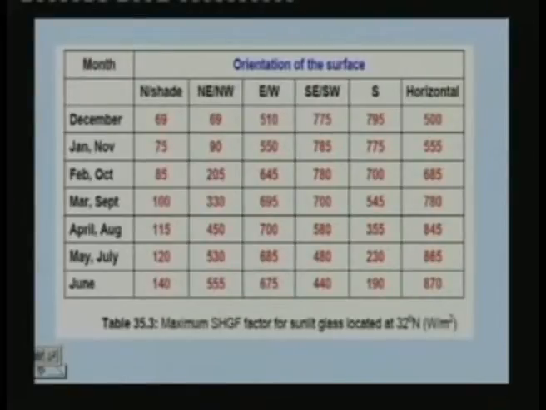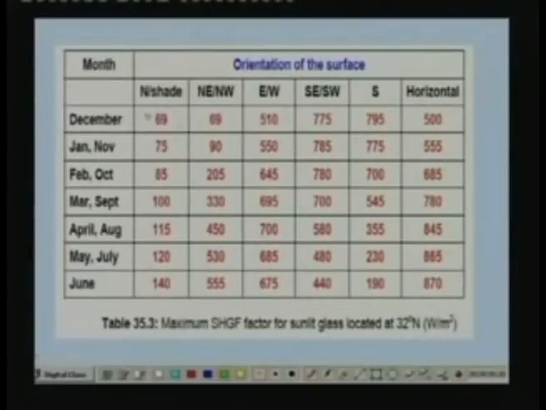Here the maximum value is given for different months, starting from January to December, for different orientations of the window. For example, if the window is north facing or if it is in shade, these are the values to be used. For other orientations, these are the typical values to be used. If you are carrying out the calculations for summer, typically we consider the months from May to July. So you have to take either one of these two values depending upon where the design temperature is likely to be maximum. This is a table for SHGF max, and such tables for different latitudes are available in ASHRAE handbooks.